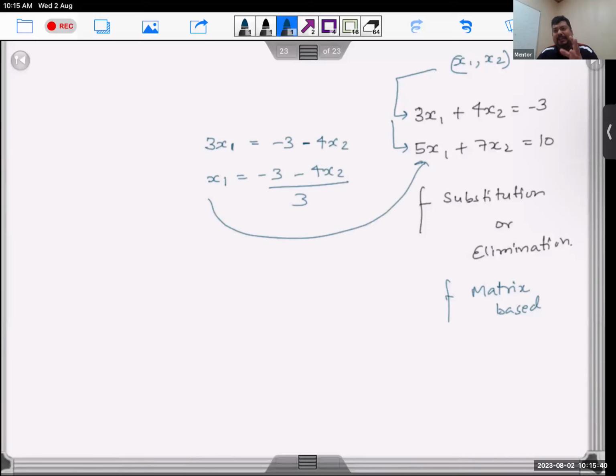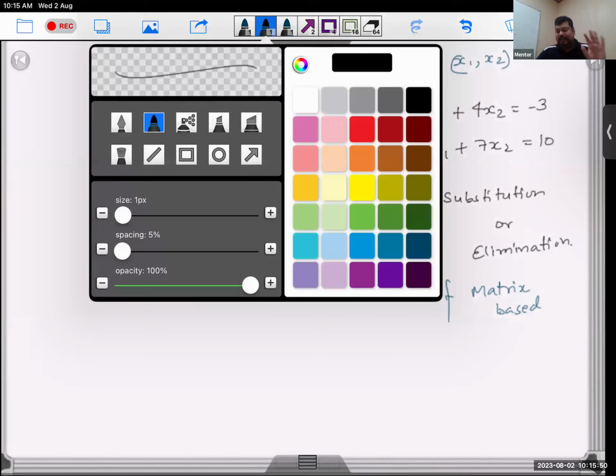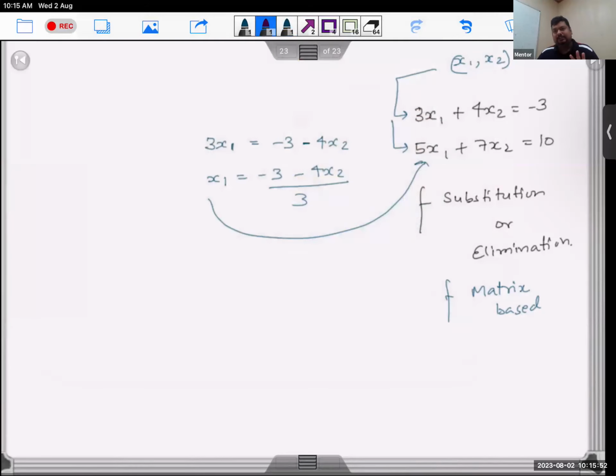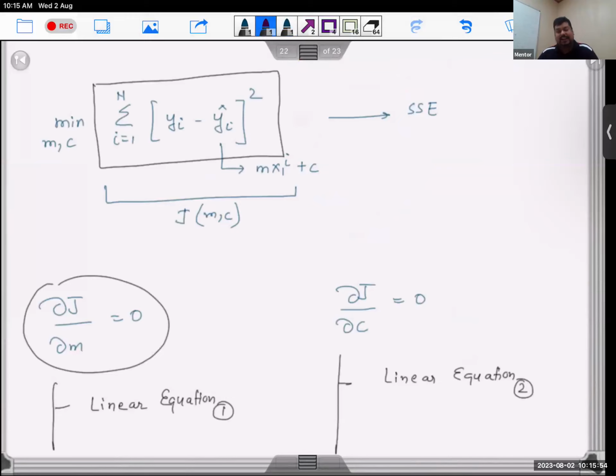Elimination is nothing but you multiply them with a constant so that one of the terms cancels out. And then a matrix-based solution requires Cramer's rule to solve it. Anyway, that's fine. We are only looking at these two equations. So my question is this: if I have two linear equations, would I be able to solve for m and c?